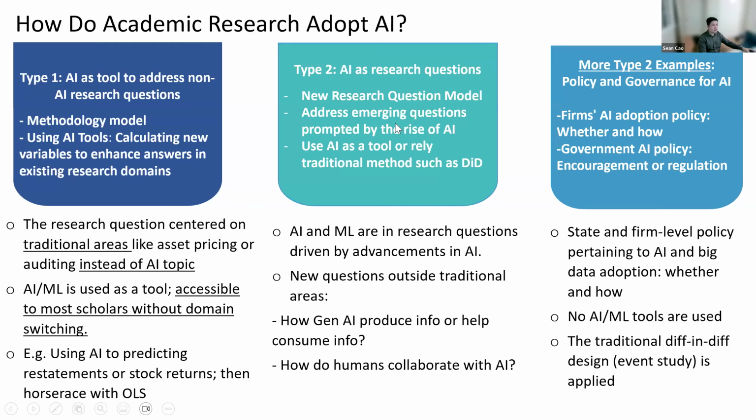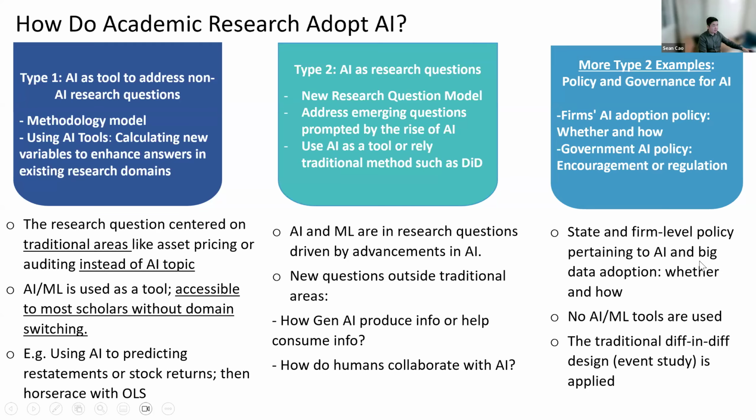Type 2 research is where AI is the question. For example, people ask how humans can collaborate with AI. When AI is rising, do we lose our jobs? So these are type 2, not just using AI as a tool, but using AI as the question to answer, like with the rising AI phenomenon, what's the implication for society?